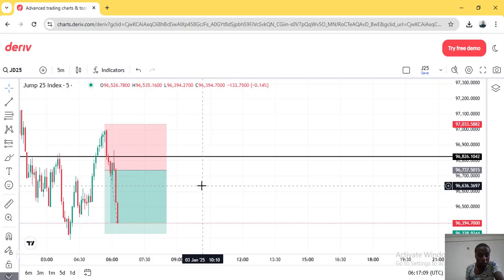See, it has moved directly to TP, guys. Let me share with you guys in a minute how we are going to take this trade. Meanwhile, it is already hitting target everywhere.